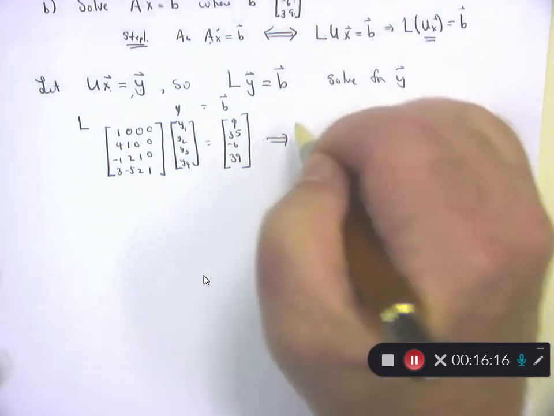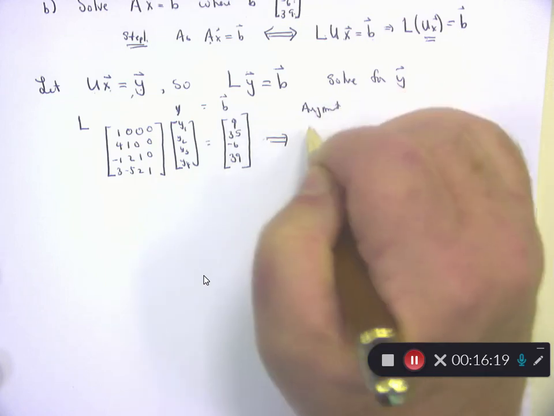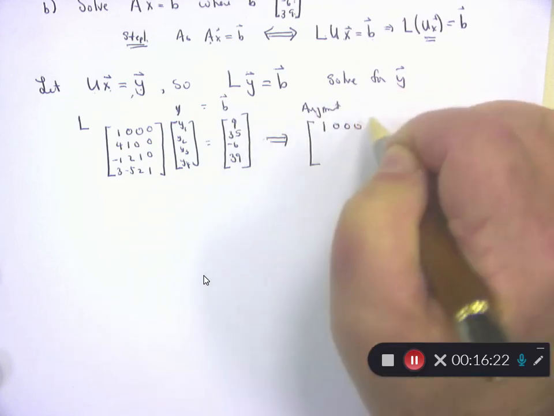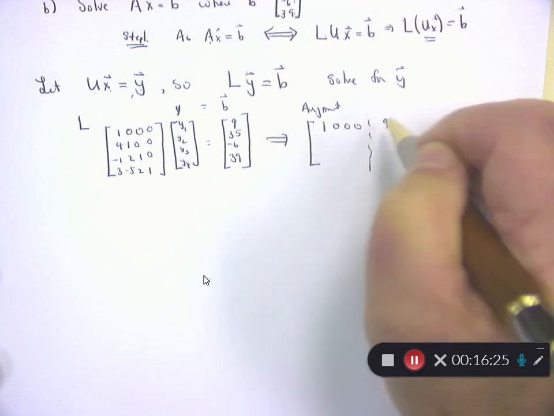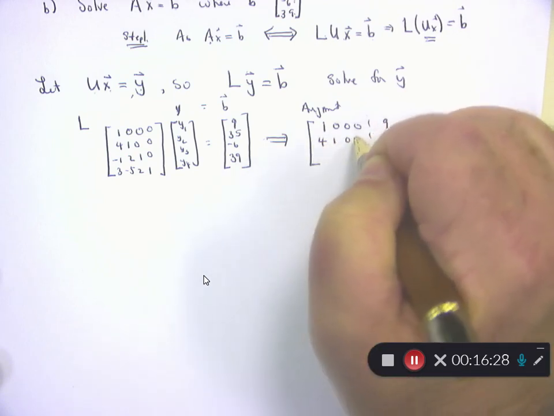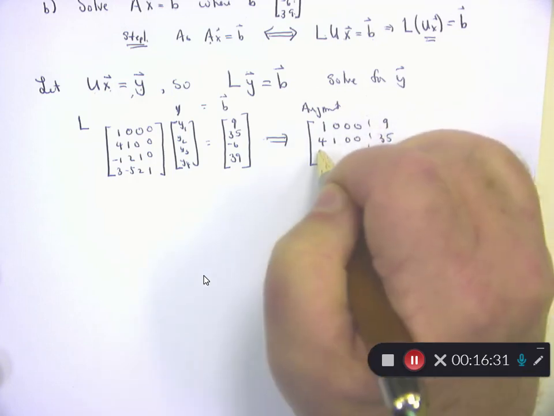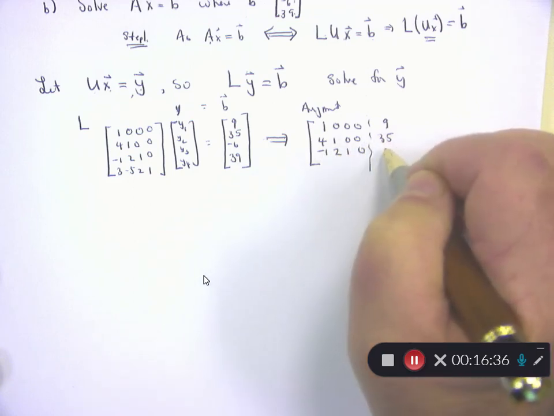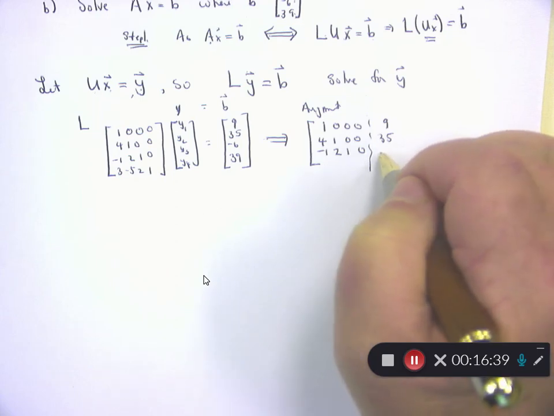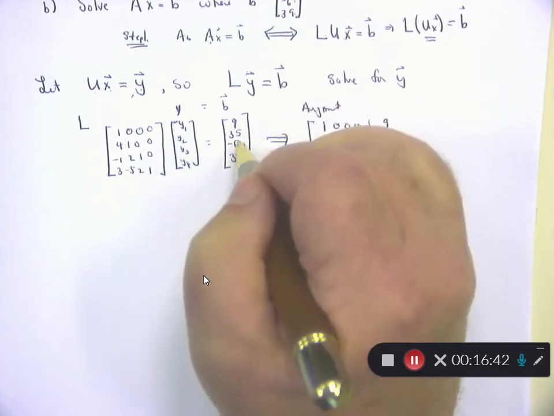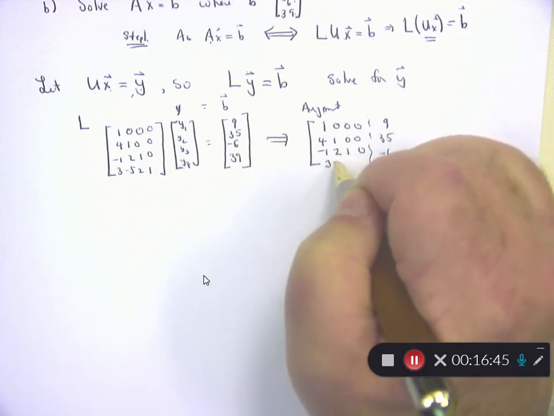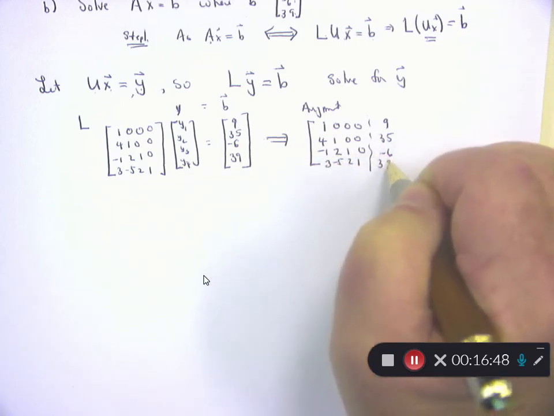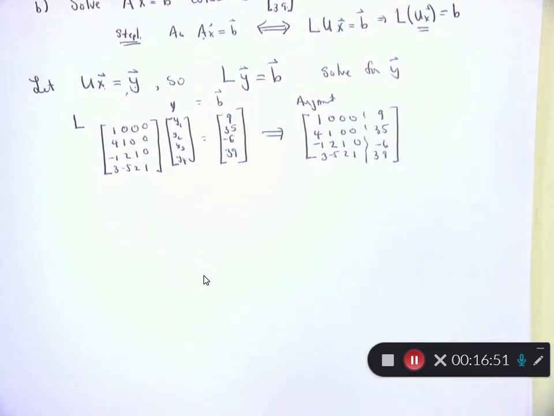Augment. So augment: this would be 1, 0, 0, 0, augmented with B, which is 9; 4, 1, 0, 0, equal to 35; negative 1, 2, 1, 0, equal to negative 6; and then the last one is 3, negative 5, 2, 1, equal to 39. Okay? I augmented as you recommended. Now, how would you solve this thing? What are you going to do?